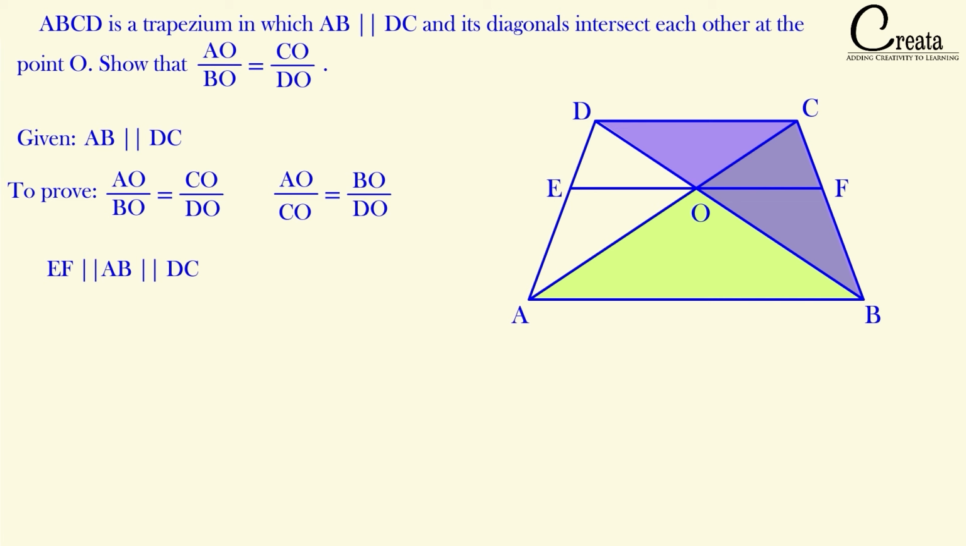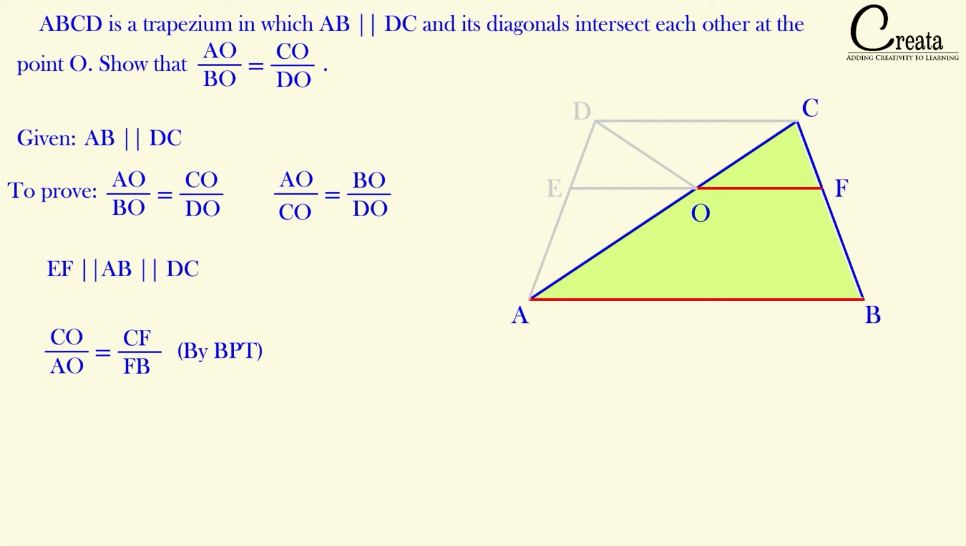Now we got the perfect triangles in which we can easily apply the BPT. Let's take the triangle ABC. Here in this triangle, the line segment OF and AB are parallel to each other. The complete line segment EF is parallel to AB, so OF will automatically be parallel to AB as OF is just a part of EF. Got it? Let's apply the BPT. We got CO upon AO is equal to CF upon FB.